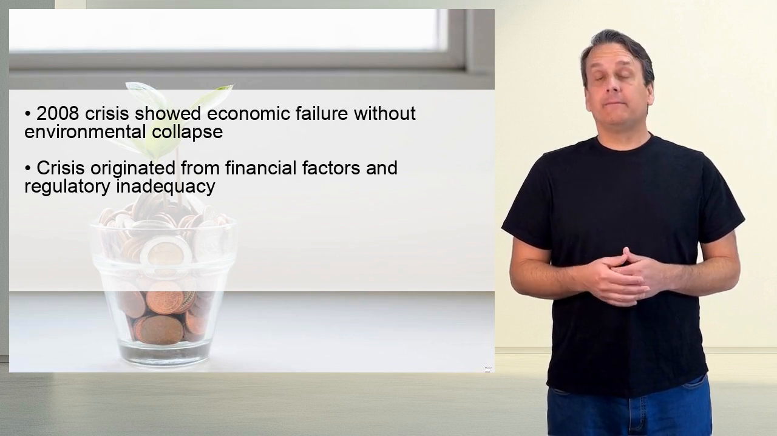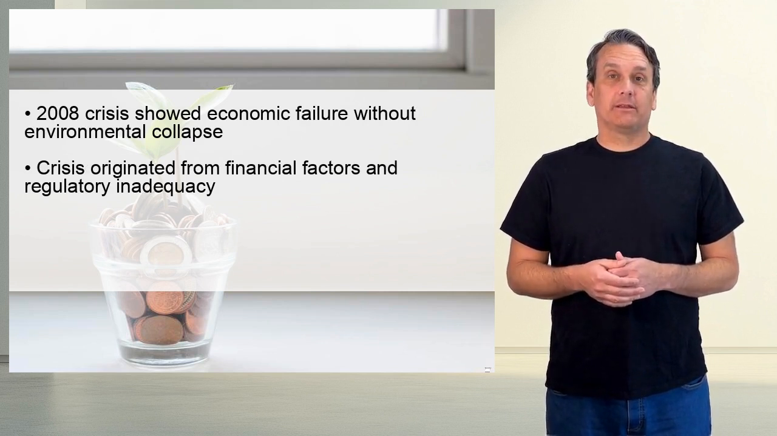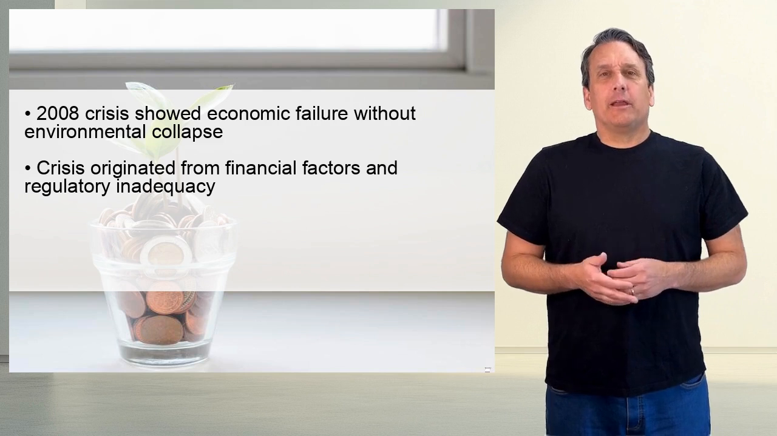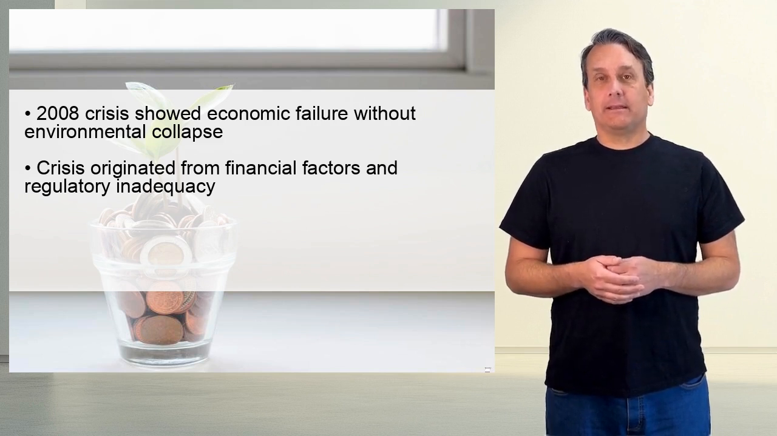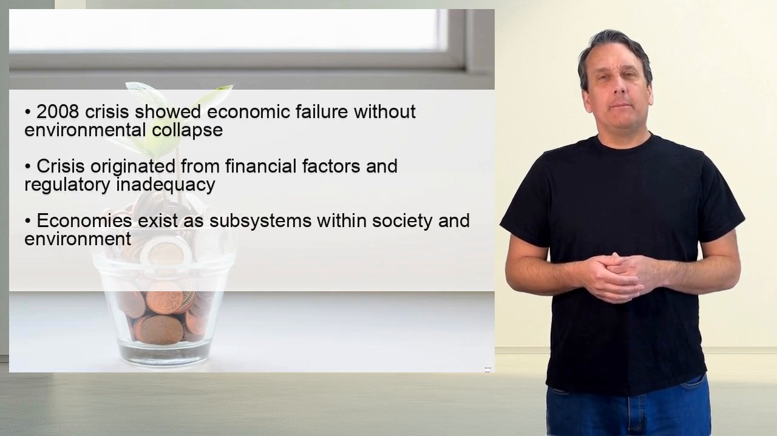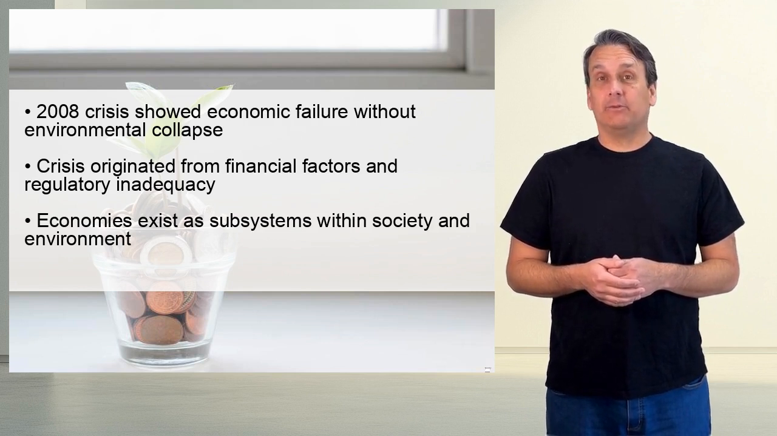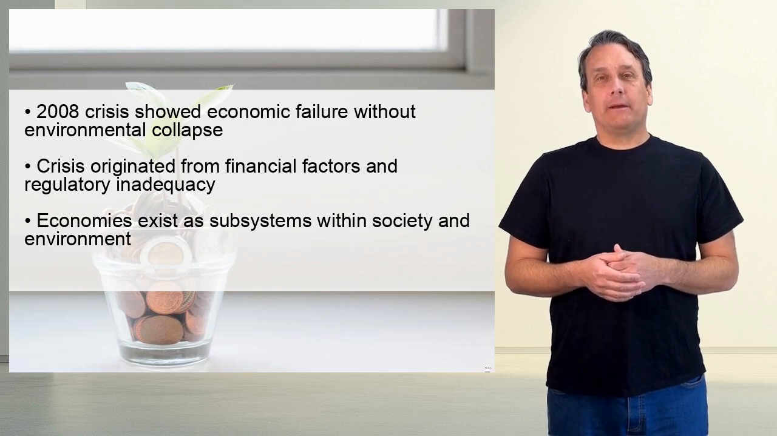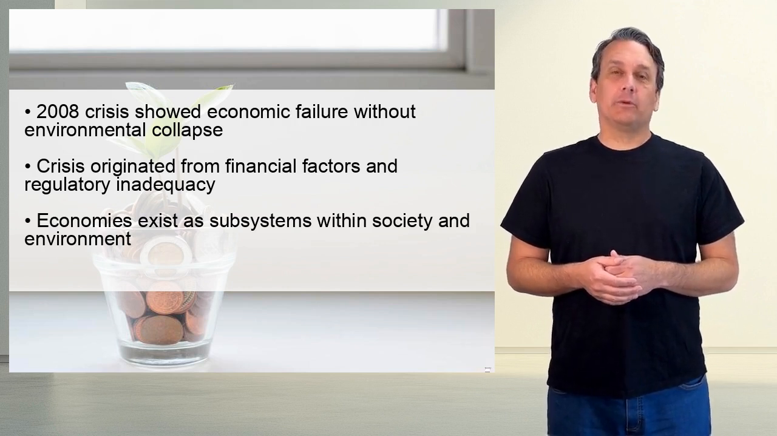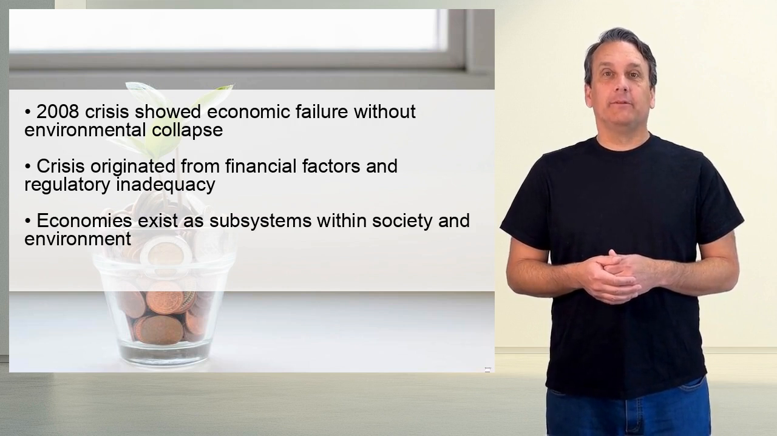business failures. Yet throughout this severe economic downturn, environmental systems continued functioning normally. Air and water quality didn't deteriorate as a direct result, and natural resources remained available. The recovery that followed demonstrated economic resilience within existing environmental boundaries. This case shows how economies exist as subsystems within both society and the environment, reinforcing the nested model where economic failures don't necessarily cascade outward to environmental collapse, but environmental failures inevitably impact economies and societies.